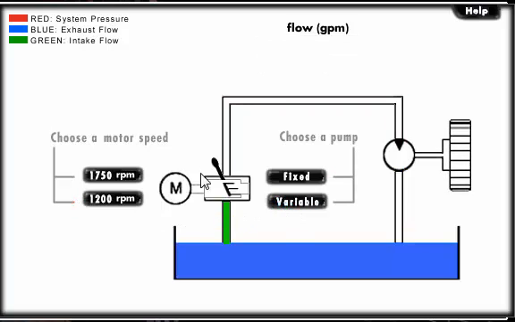The gallon per minute discharge of variable displacement pumps can be changed in two ways. The speed of the input drive can be increased or decreased, or the displacement of the pump can be adjusted or set to a specific volume.